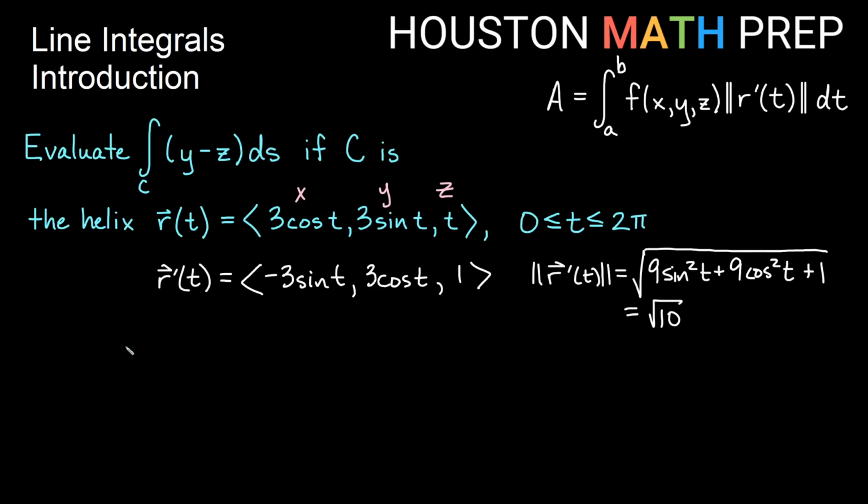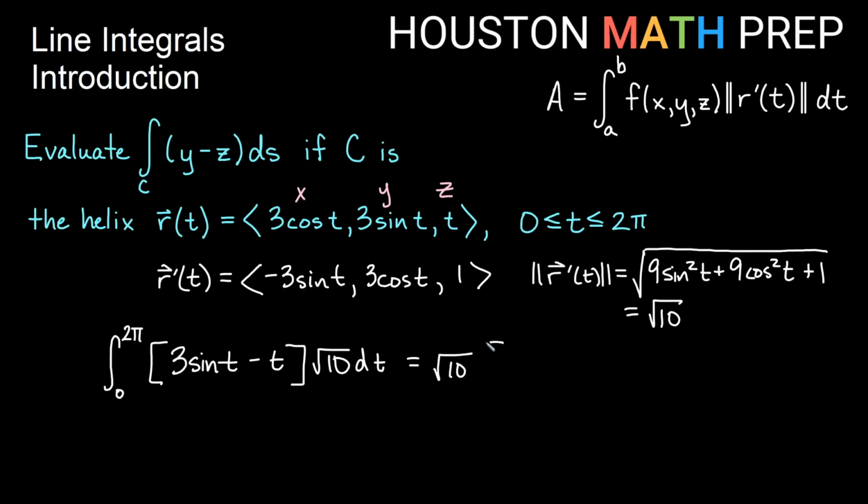Let's go ahead and set up our integral now. So we'll have the integral from, my t-bounds are 0 to 2 pi, so integral 0 to 2 pi. My function is y minus z, so I'm going to go ahead and put in there y minus z, so that's 3 sine t minus t, times r prime of t, which is square root of 10 dt. And now this is not so bad to do, I think, right? We could go ahead and bump the root 10 to the front if you like, so we could say square root 10. Let's go ahead and evaluate this integral, though, right?